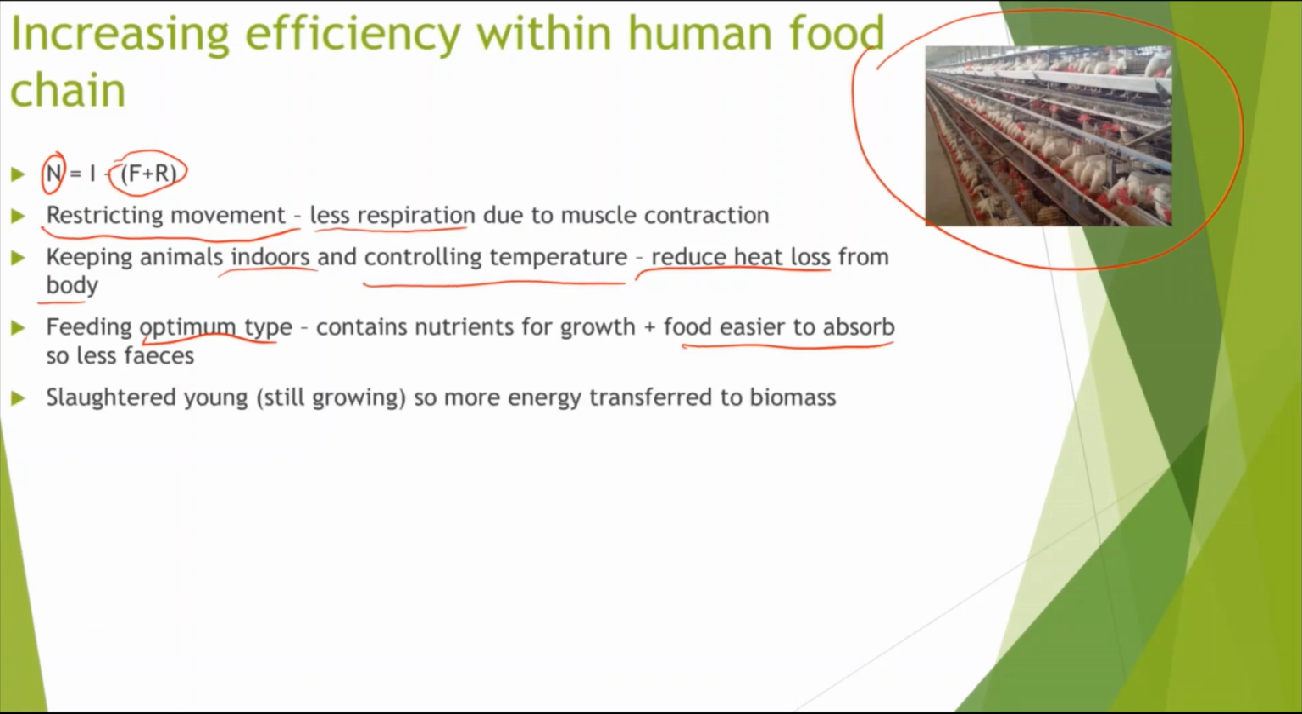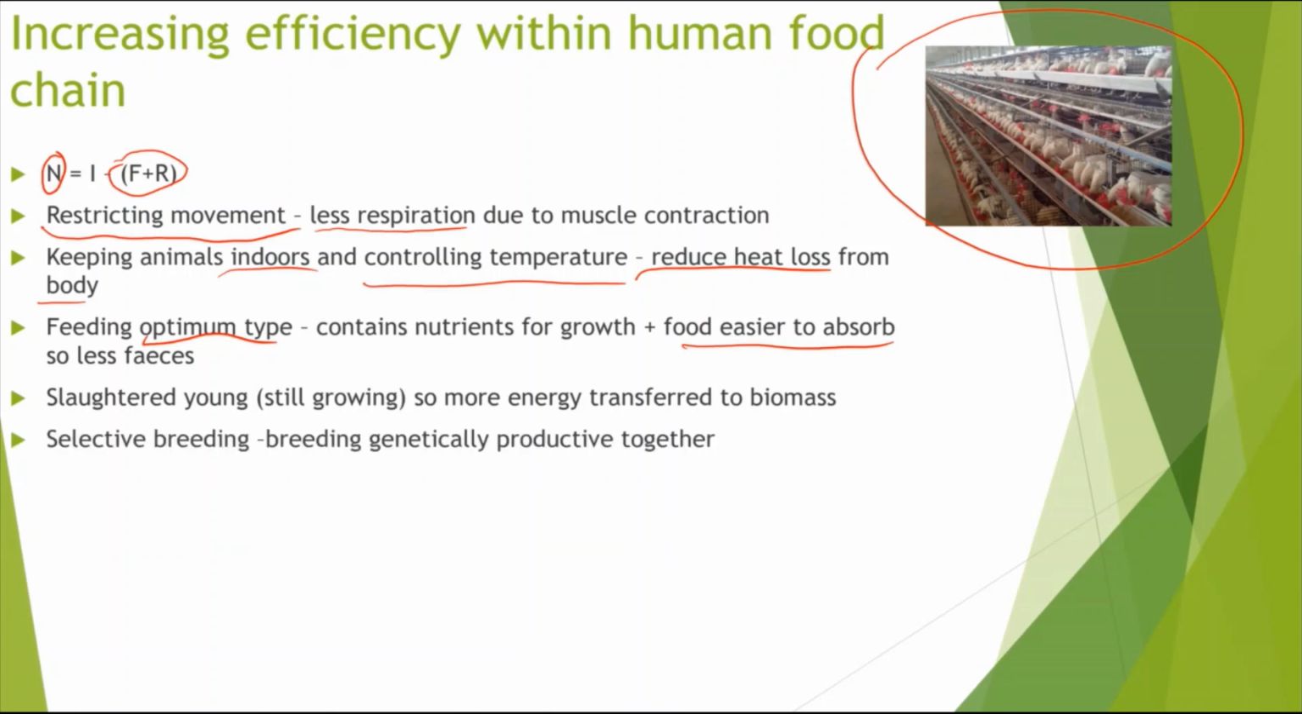Next, the animals are slaughtered when they're still young, so when they're still growing, and this is because more energy is transferred to biomass, and it also saves time, because if you wait for the animal to grow to their full size, it can take a bit of time, but if you just slaughter them young, this is a very quick process, and some animals just live for months.